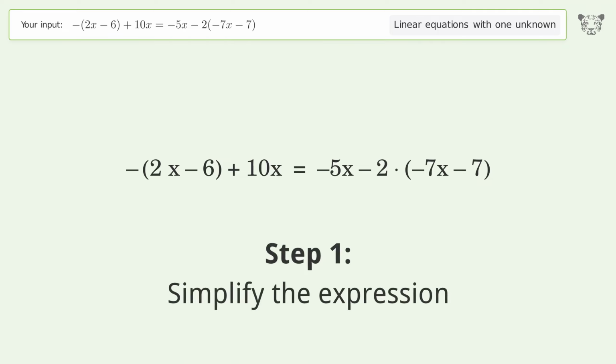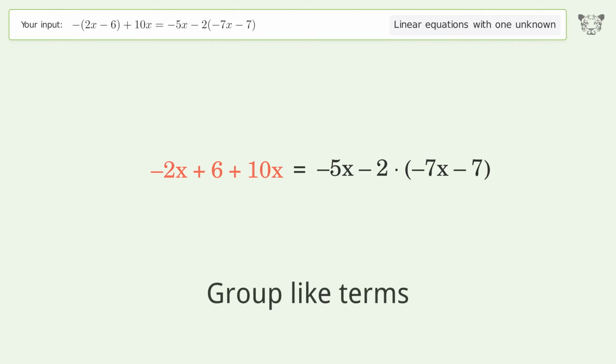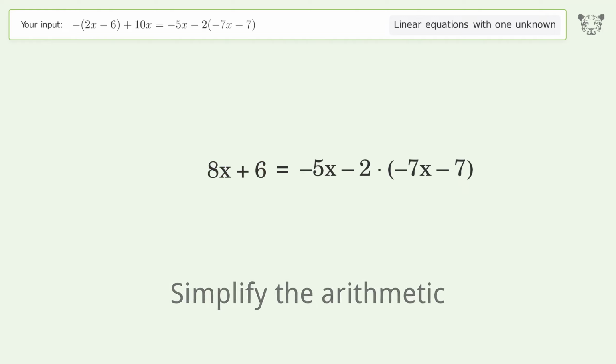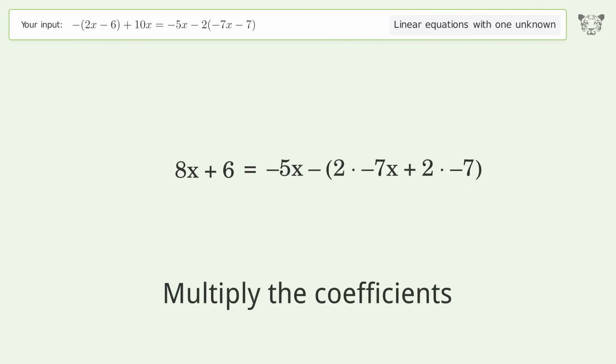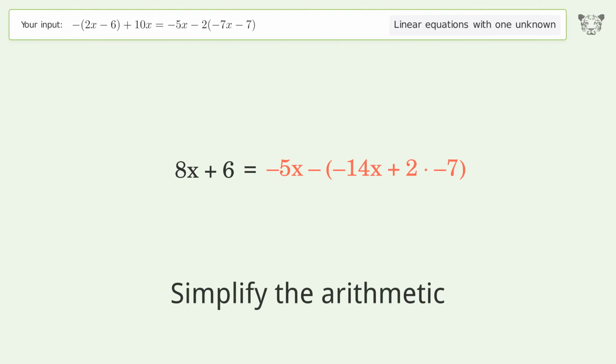Simplify the expression. Expand the parentheses. Group like terms. Simplify the arithmetic. Expand the parentheses. Multiply the coefficients. Simplify the arithmetic.